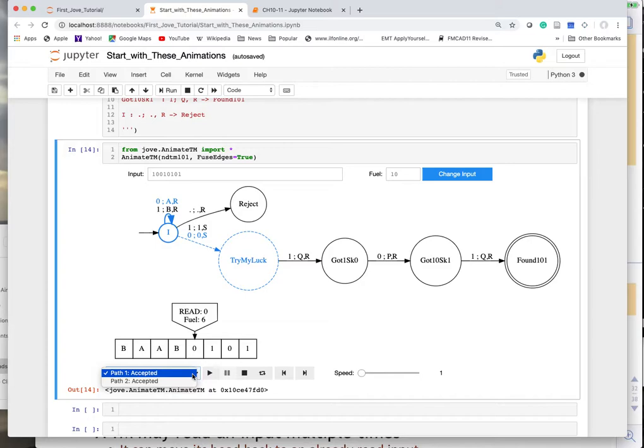Okay, so the detail here is there are two ways to accept this. I am simulating path one, like in PDA. In PDA also, there was a pull down saying, which non-deterministic option are you going to accept? There it is. So it found the certain 101.